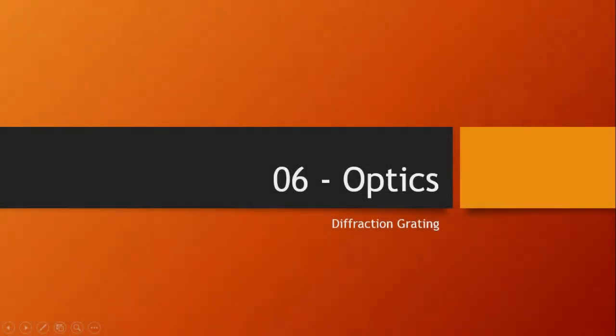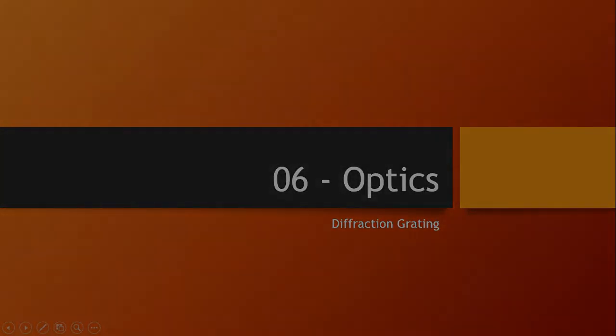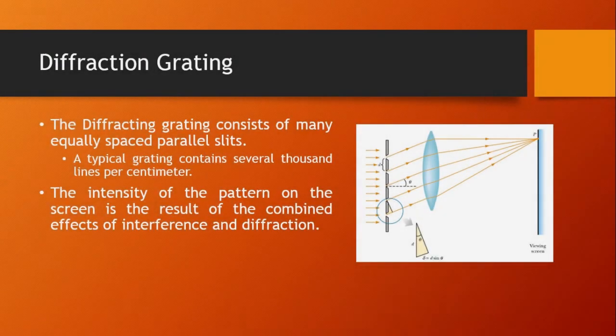These slides are about diffraction grating. The diffraction grating is a useful device for analyzing light source. It consists of a large number of equally spaced parallel slits. A transmission grating can be made by cutting parallel lines on a glass plate with a precision ruling machine.